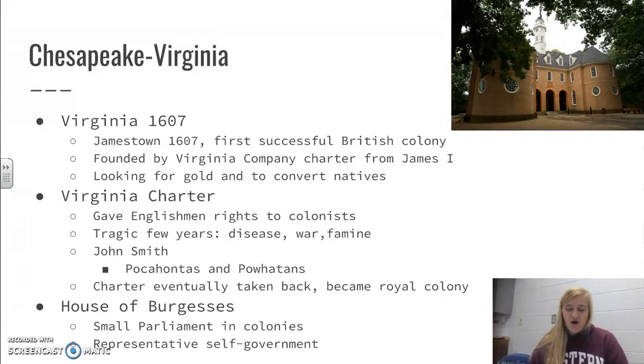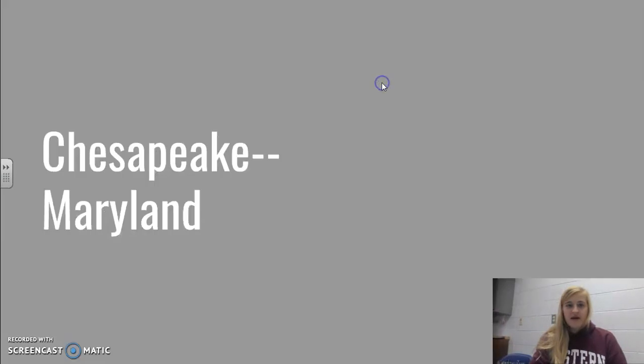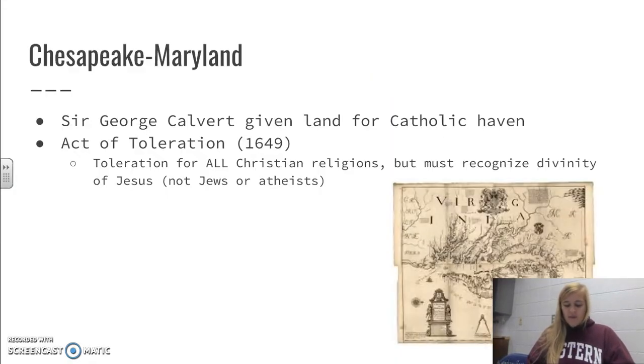So after all this happens with John Rolfe, John Smith, Pocahontas, the colony kind of fails. The Virginia Charter is revoked by James I, sorry, it's not the second, in 1624, and it becomes a royal colony directly under his control. So he has more power over the tobacco that he hates but makes him a lot of money. The next region of the Chesapeake is Maryland. Maryland was given to Sir George Calvert for a Catholic haven.